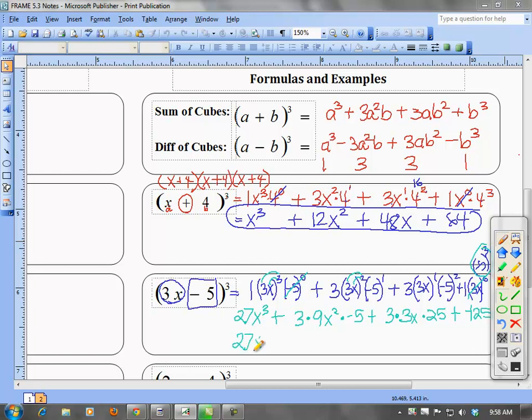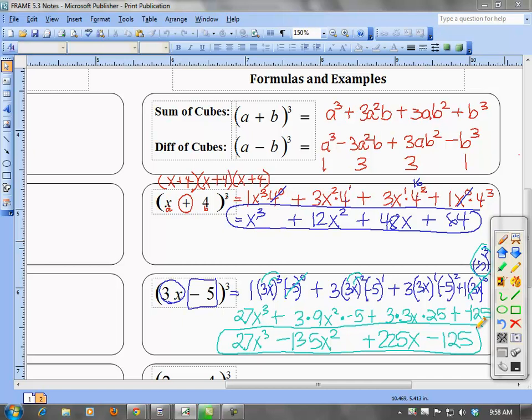So this 27x cubed stays. 3 times 9 is 27, times negative 5 is negative 135 with an x squared. 3 times 3 is 9. 9 times 25 is a positive 225 with an x. And then we have this negative 125 at the end. And if you take this question in steps, it ends up being quite a bit easier.